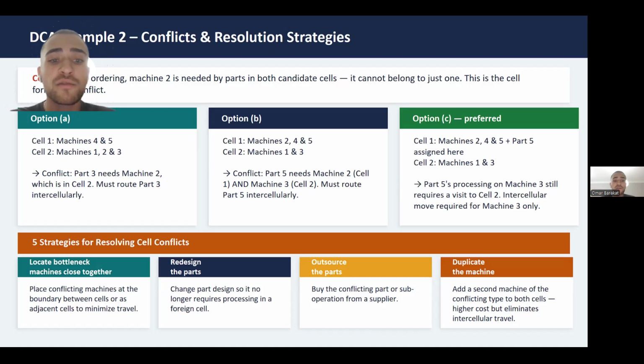Five resolution strategies are available. First, place the bottleneck machine at the boundary between cells or make it adjacent to both. Second, redesign the part so it no longer crosses cells. Third, outsource the conflicting part. Fourth, duplicate the machine so each cell has its own. Fifth, if demand is high enough, providing a second machine of the conflicting type is often the most practical solution. It eliminates intercellular travel permanently.